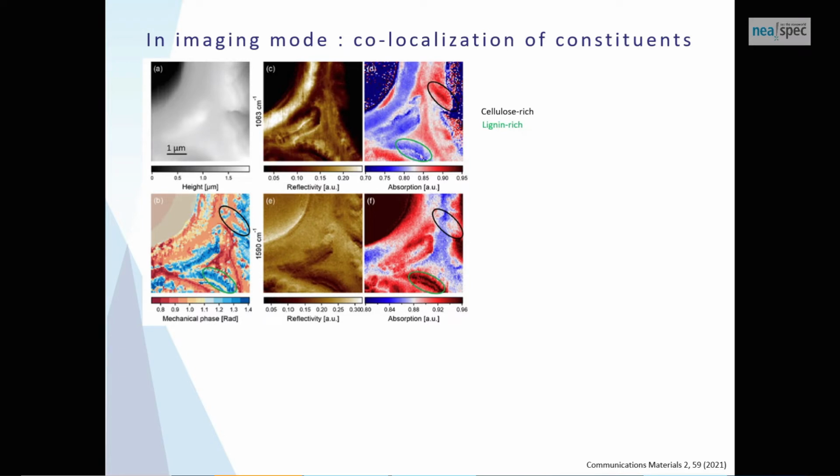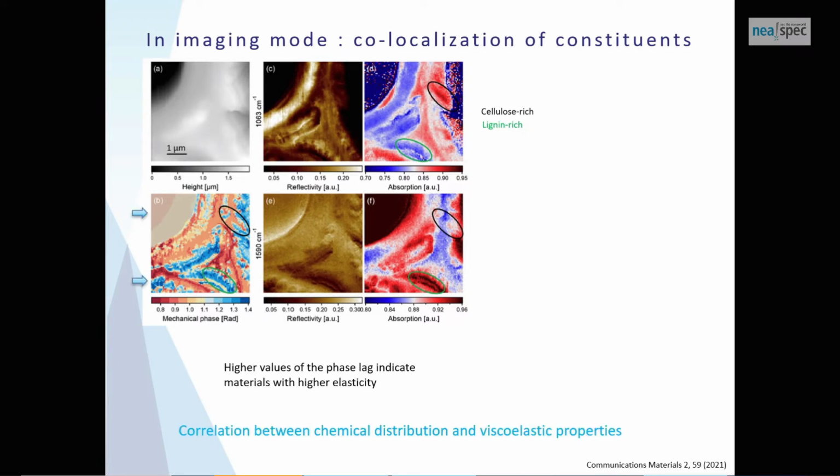Now, if we push the observation further, you can check that on the mechanical phase, we can have some correlation between the chemical distribution here and the viscoelastic property that is linked to this measurement, as we see higher value of the phase lag here that actually show that in the lignin-rich, we have higher elasticity.